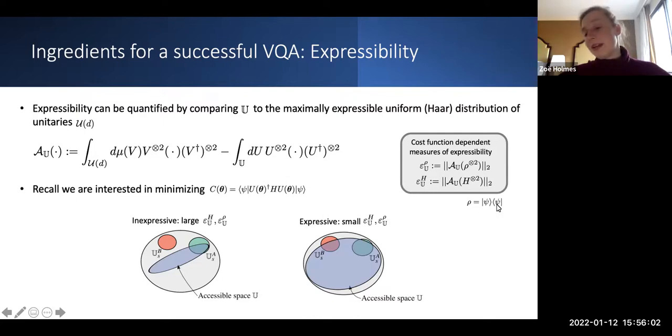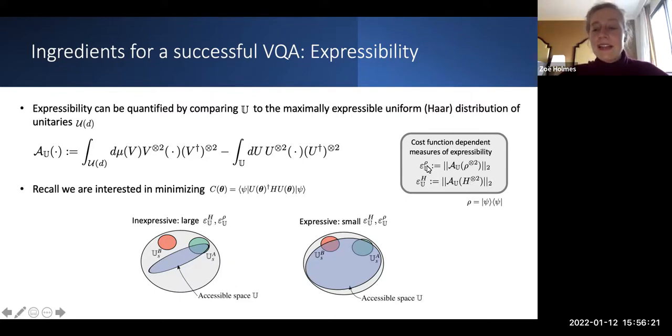Our input could be a mixed state, in which case it would be rho, as measured by the 2 norm, but we actually in the paper consider some other norms. And then we have the Hamiltonian dependent expressibility measure epsilon h, which is just the expressibility superoperator acting on two copies of the measurement operator h.